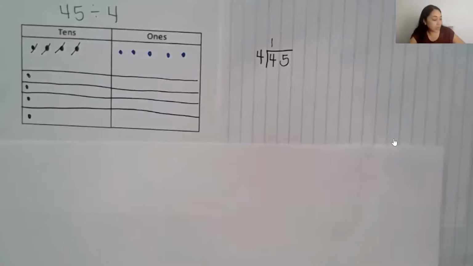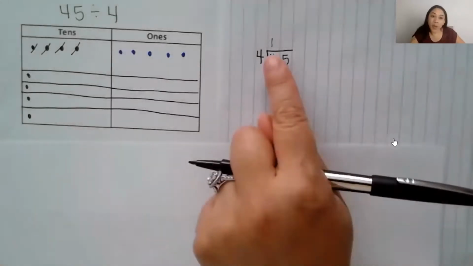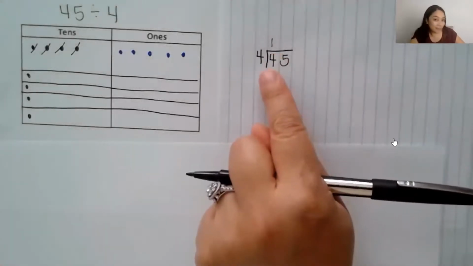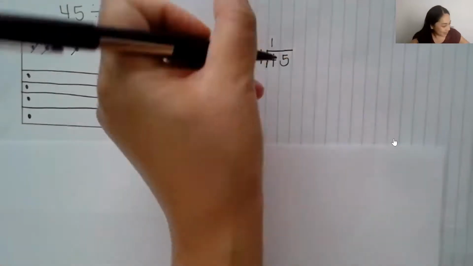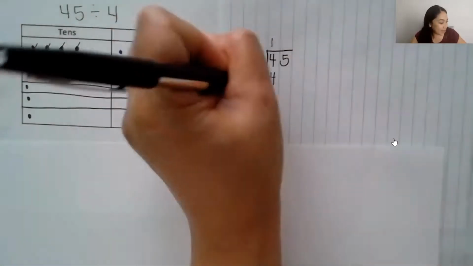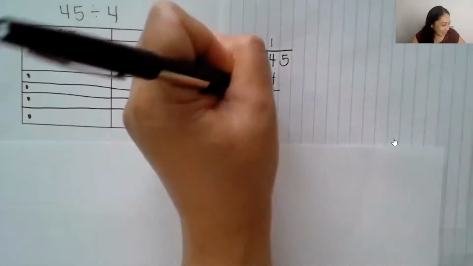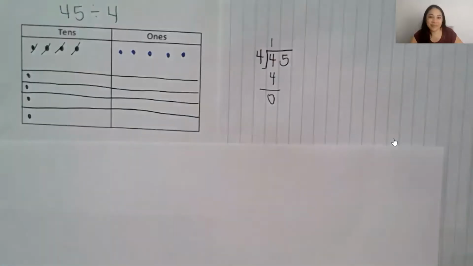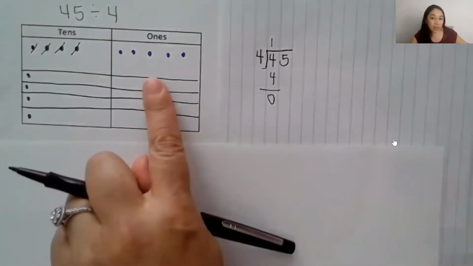Here we can see what we just did with our numbers. 1 ten times 4 is 4 tens. We subtract 4 tens from 4 tens and get 0 tens. How many do we have remaining to divide? We have 5 ones remaining.